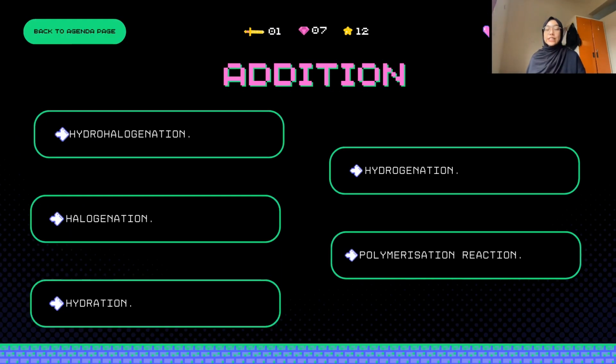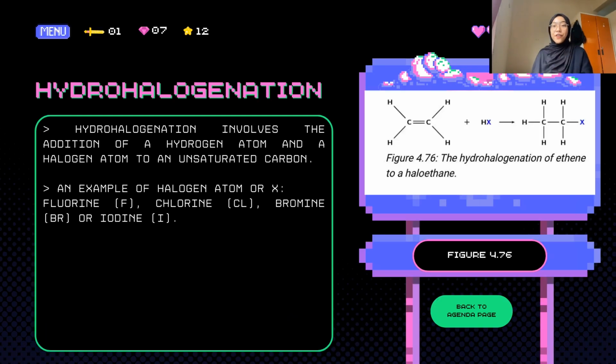This is like one product only. So in the addition, we have reactions which are halogenation, hydrogenation, and polymerization. So I will present about halogenation. Halogenation involves the addition of a hydrogen atom and a halogen atom to an unsaturated carbon, which is alkene and alkyne. Examples of halogen atoms are fluorine, chlorine, bromine, and iodine.